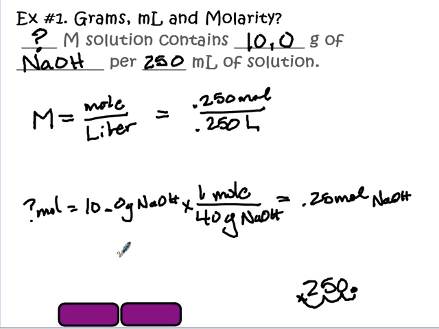Okay, so now I have 0.250 moles of my solute, the sodium hydroxide, in 250 milliliters or 0.250 liters. And crunching that out, I'm going to get just 1 molar, right? So 1 molar, we would write 1 molar of sodium hydroxide.